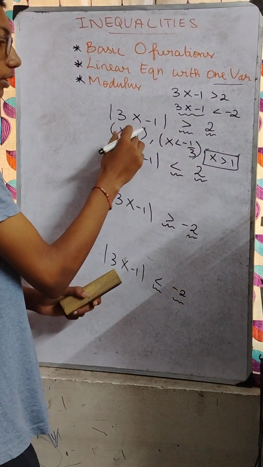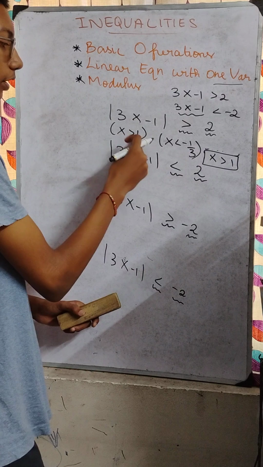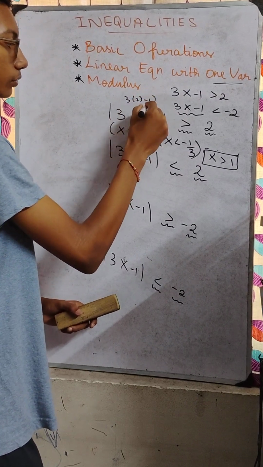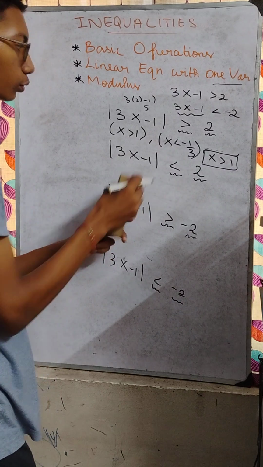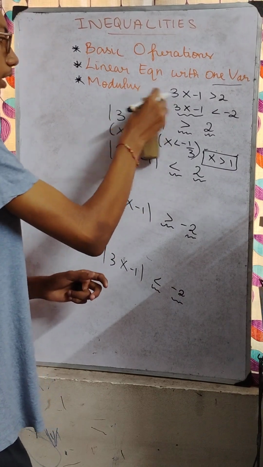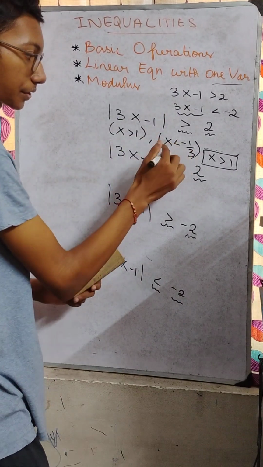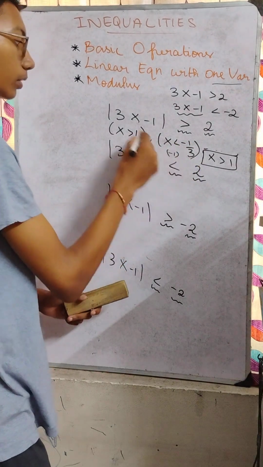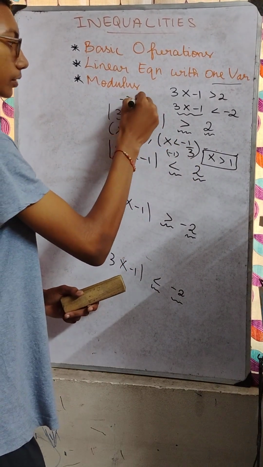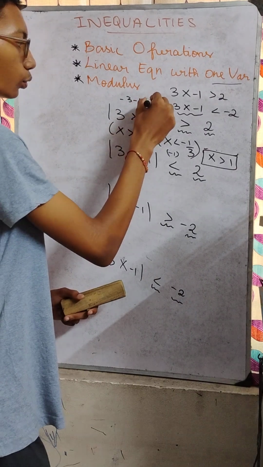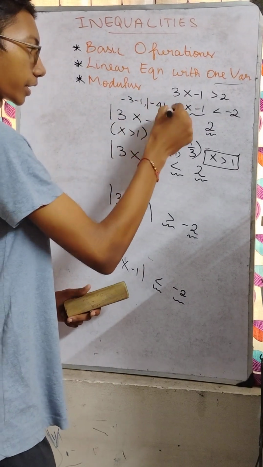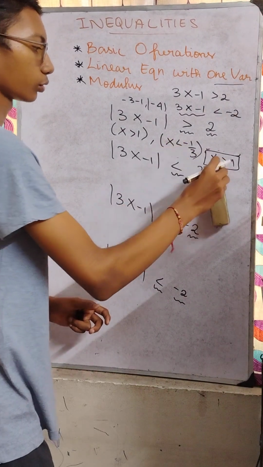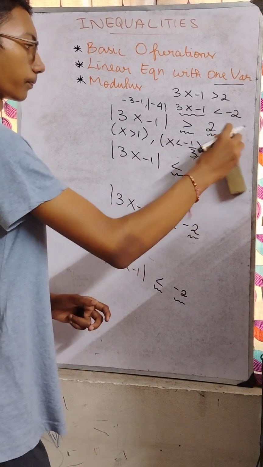So x can be greater than 1. Let's take 2 for instance. So we have 3 times 2 minus 1, which will give 5, which is greater than 2. We will also have a number from x is less than minus 1 by 3, like minus 1. So if we put it here, minus 3 minus 1, which will give minus 4, and the modulus of minus 4 is 4, which is greater than 2. So those are the 2 solutions for this.